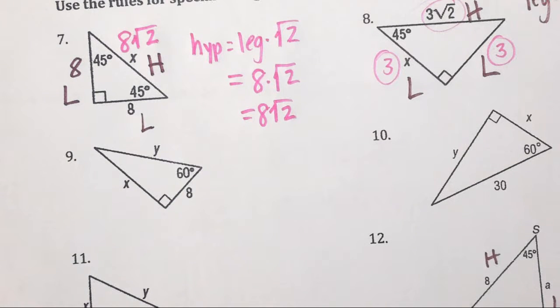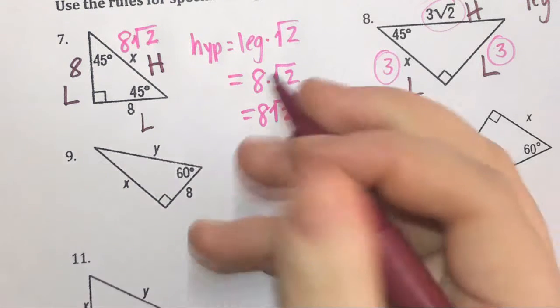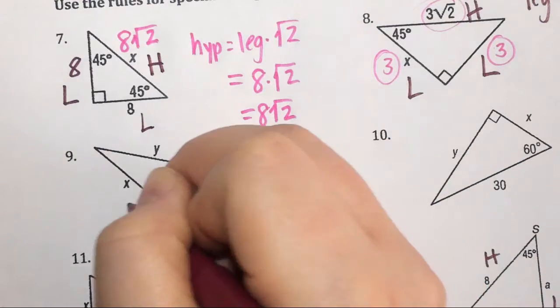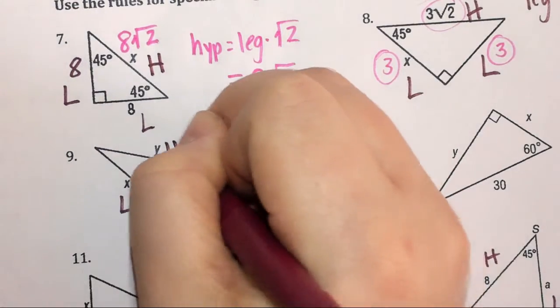Well, it is the first problem with 30-60-90s, but why do I want to do number 9 first? What did they give you on number 9? They gave you the short leg. I always look for the short legs. So they gave me the short leg, and the long leg and hypotenuse I need to solve for.